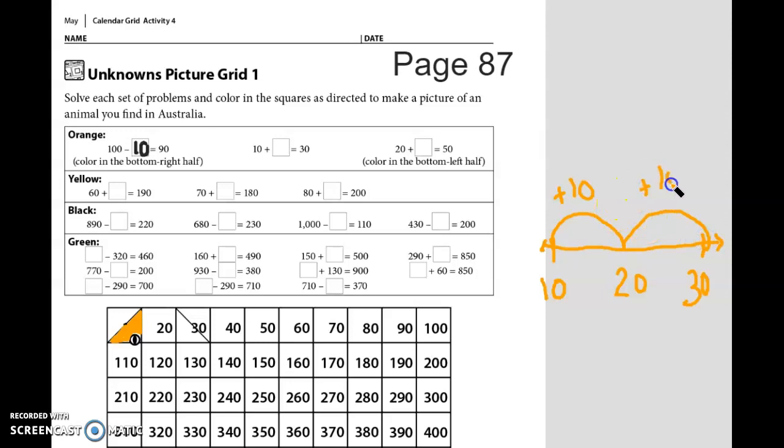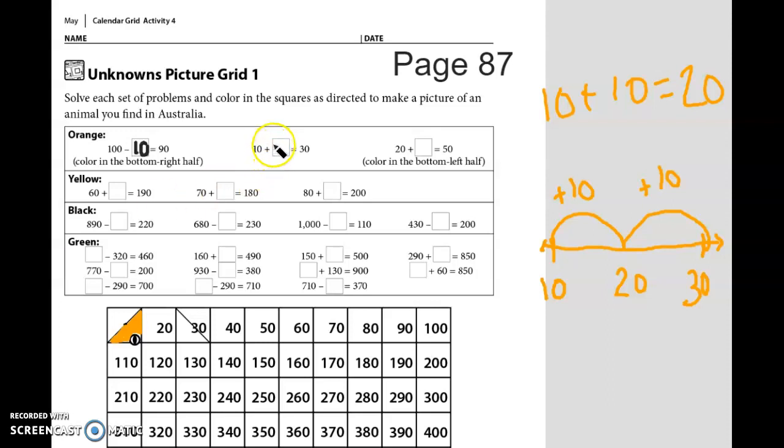And then we can add our jumps together of 10 plus 10 to find our answer of 20. That's one way we could solve this problem. I bet you could think of another way to solve this problem too. Maybe you could try using your thousands grid again to find the answer.